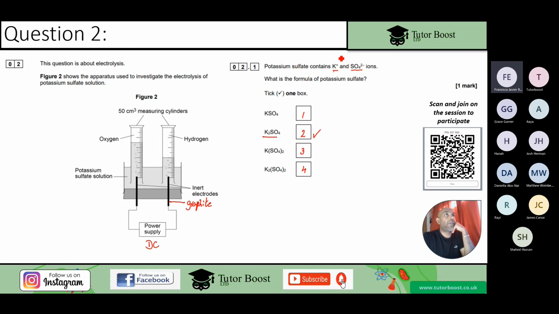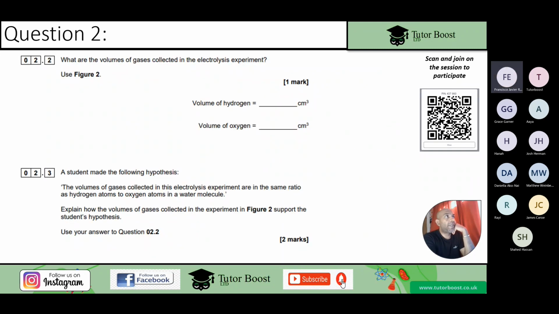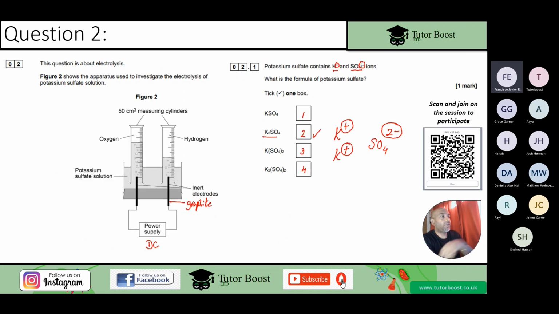And if you're wondering how we're actually getting this, you need to look at the charge balance. So when it forms a compound, you will need 2 K+ ions to balance off the 2- ion. So this charge should be balanced by this when it forms a compound. What are the volumes of gases collected in the electrolysis experiment? So you need to look at the diagram again. I'll move back to show you the volume of hydrogen and the volume of oxygen. Can you write your answers on the whiteboard?